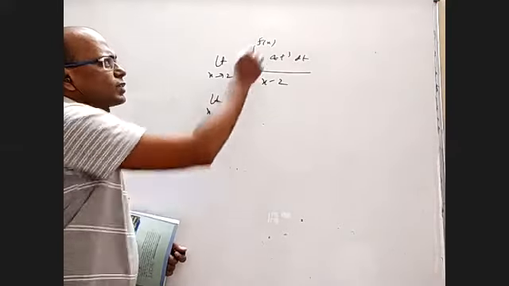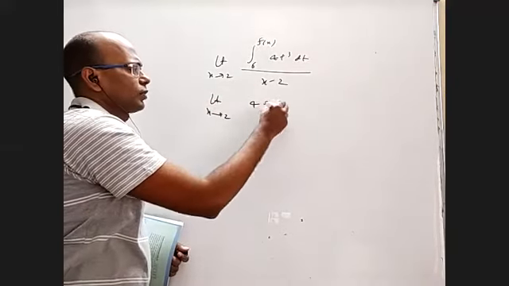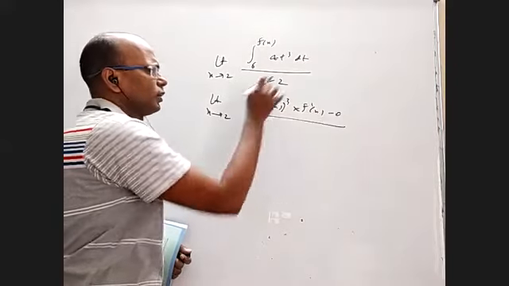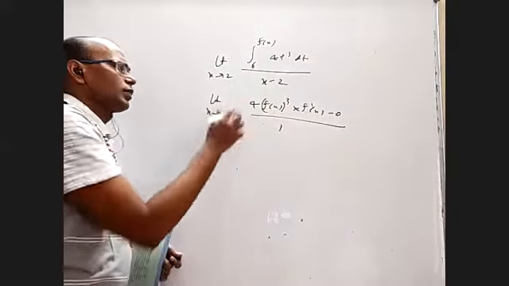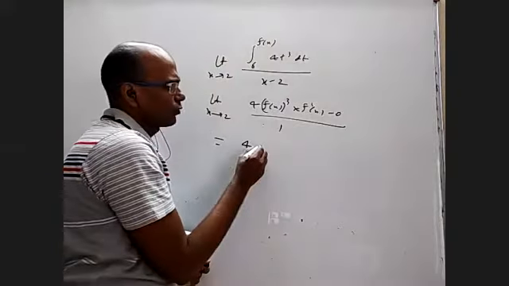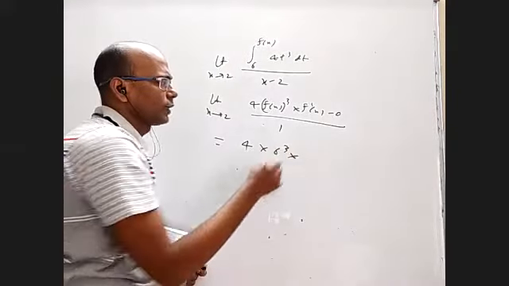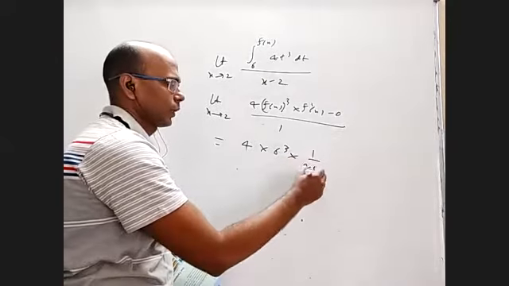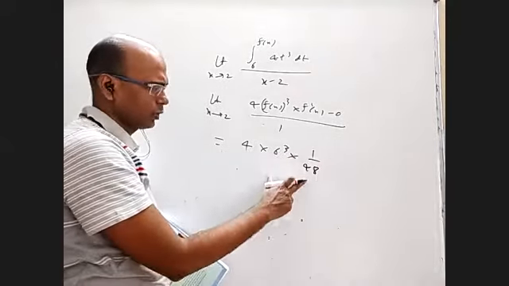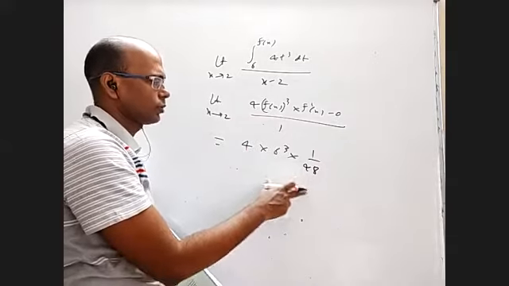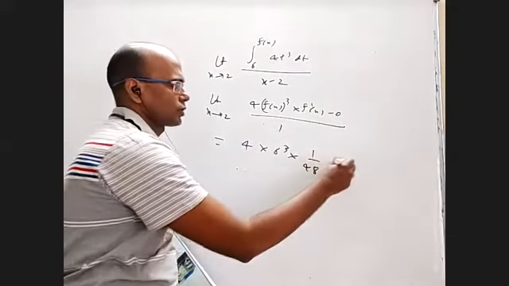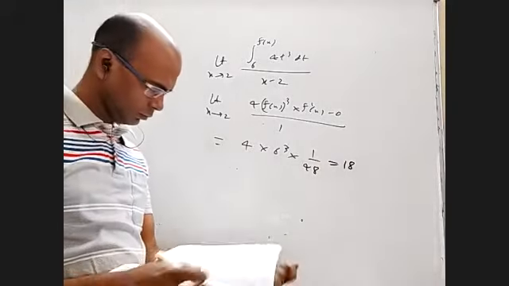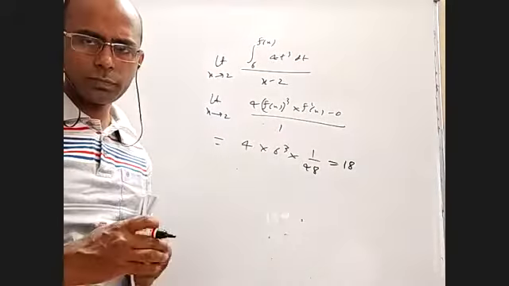It will be limit x tends to 2, 4 into f of x whole cube into the derivative of x, which is f dash x, over the derivative of the denominator, which is 1. So when I put 2, I'll get 4 into f of 2 whole cube, which is 6 cube, and f dash 2 is 1 by 48. So 4 into 12, 6 2's will go, 36 by 2, which is 18. Is it all right?